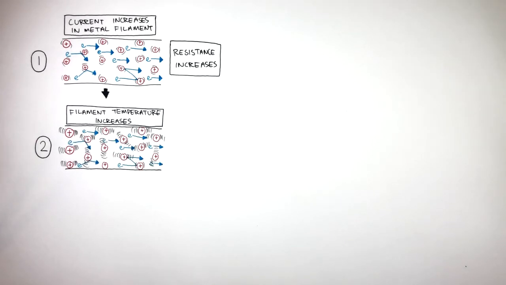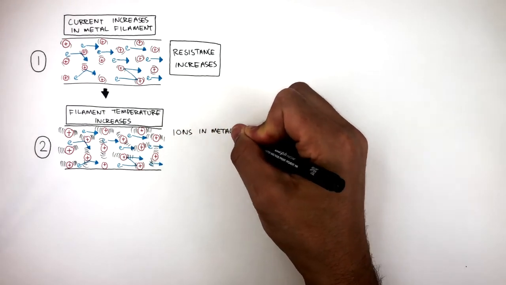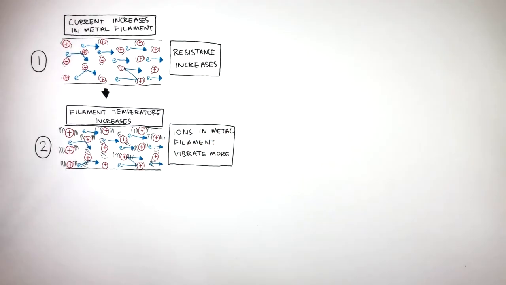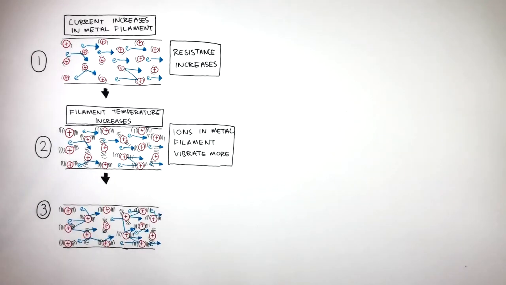The diagram shows how there are more movement lines. This is due to the ions in the metal filament vibrating more. This occurs due to the temperature increasing in the metal filament. This diagram shows how the electrons collide more frequently with the vibrating metal cations. This is due to the positive metal cations vibrating a lot more as the temperature increases.